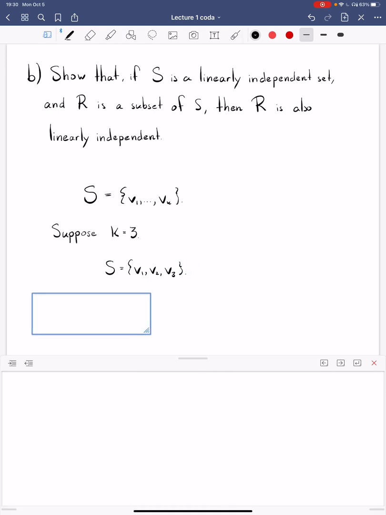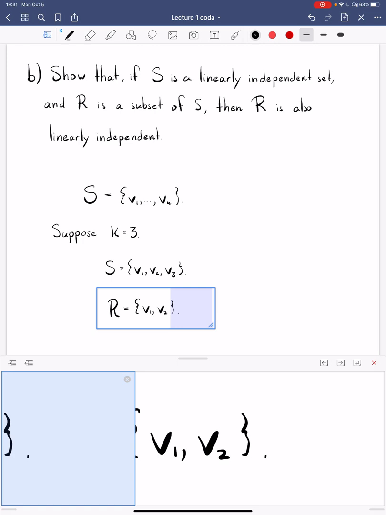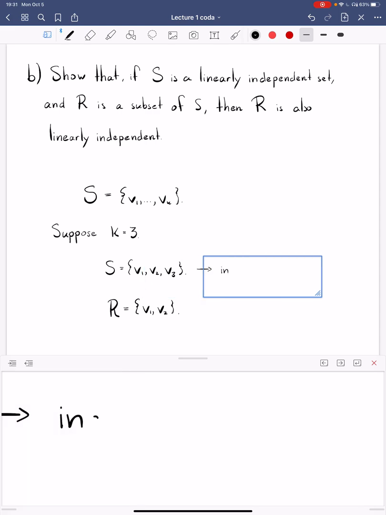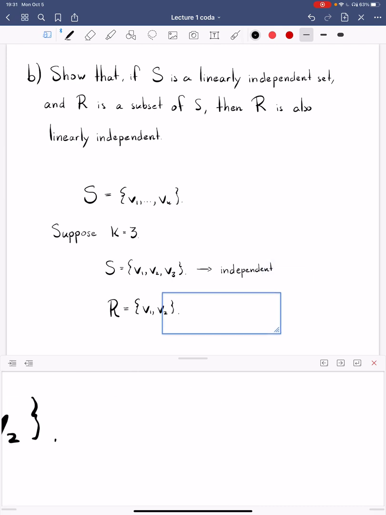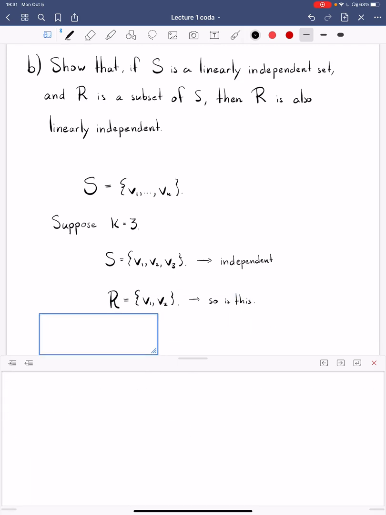Okay, and I want to show that any subset R of S is linearly independent if S is. So let's say that R, what's a good subset of S to consider as an example? Let's take the first two vectors, v1 and v2. Okay, so what I know is that S is a linearly independent set. And what I want to show is that so is this subset R. And why would that be the case?